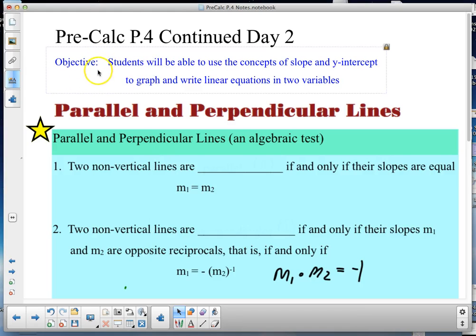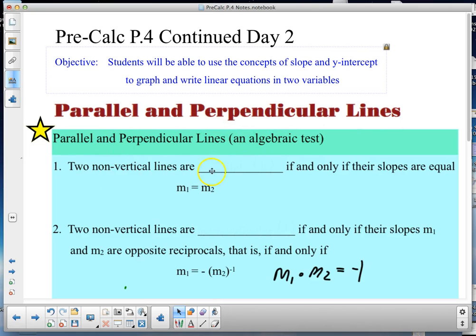Okay, so we've got pre-calc P4, day 2, continued today. The objective: students will be able to use concepts of slope and y-intercept to graph and write linear equations in two variables. So we have parallel and perpendicular lines.